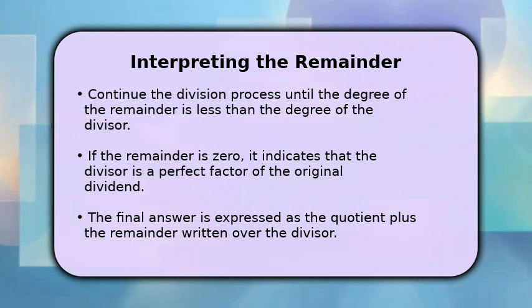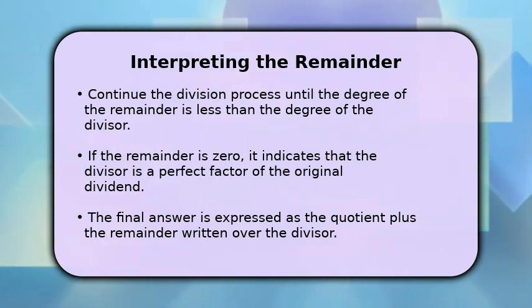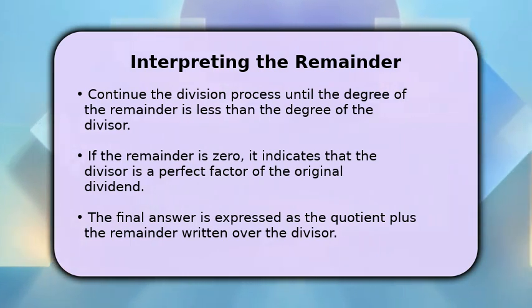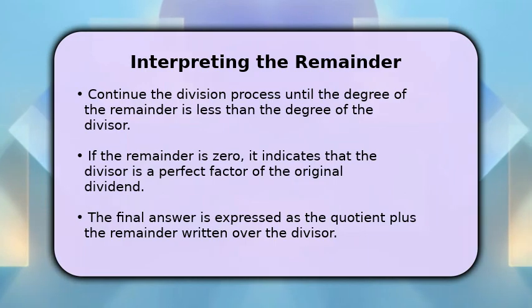Your final answer should be presented as the quotient you found, plus a fraction where the remainder is the numerator and the original divisor is the denominator. This clearly shows the complete result of your polynomial division.